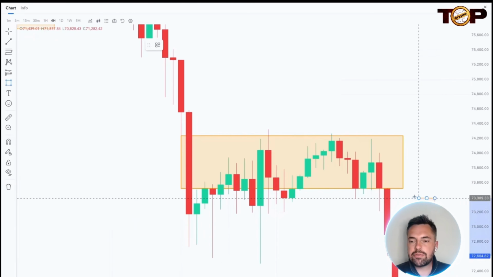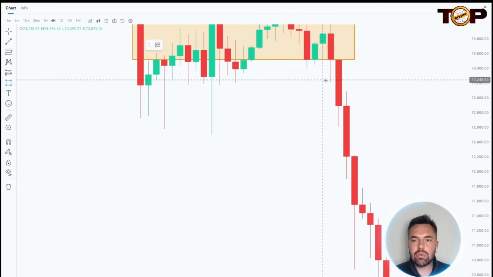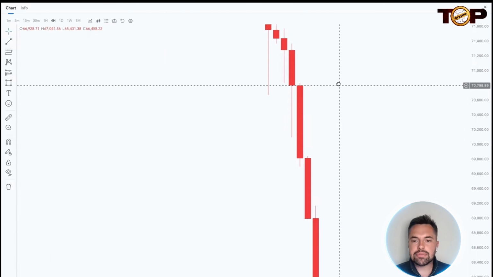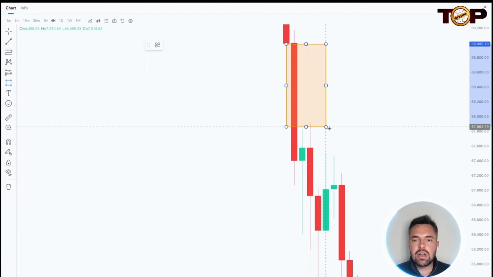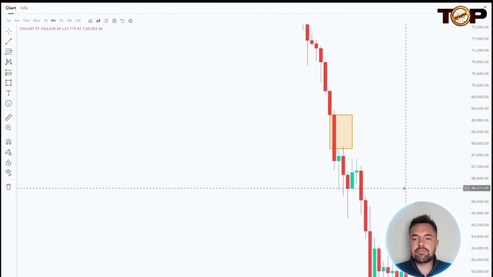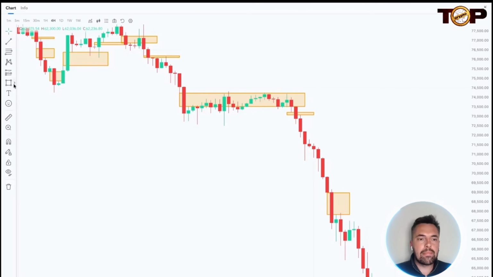Fair value gaps form when price moves too fast and leaves an imbalance between candle 1 and candle 3. Price tends to return to fair value gaps to restore relevance before continuing in the original direction. A bullish fair value gap is a potential support zone. A bearish fair value gap is a potential resistance zone. So always check the higher time frame structure before trading from a fair value gap. Context is everything, which is why we spoke about market structure in the previous video.